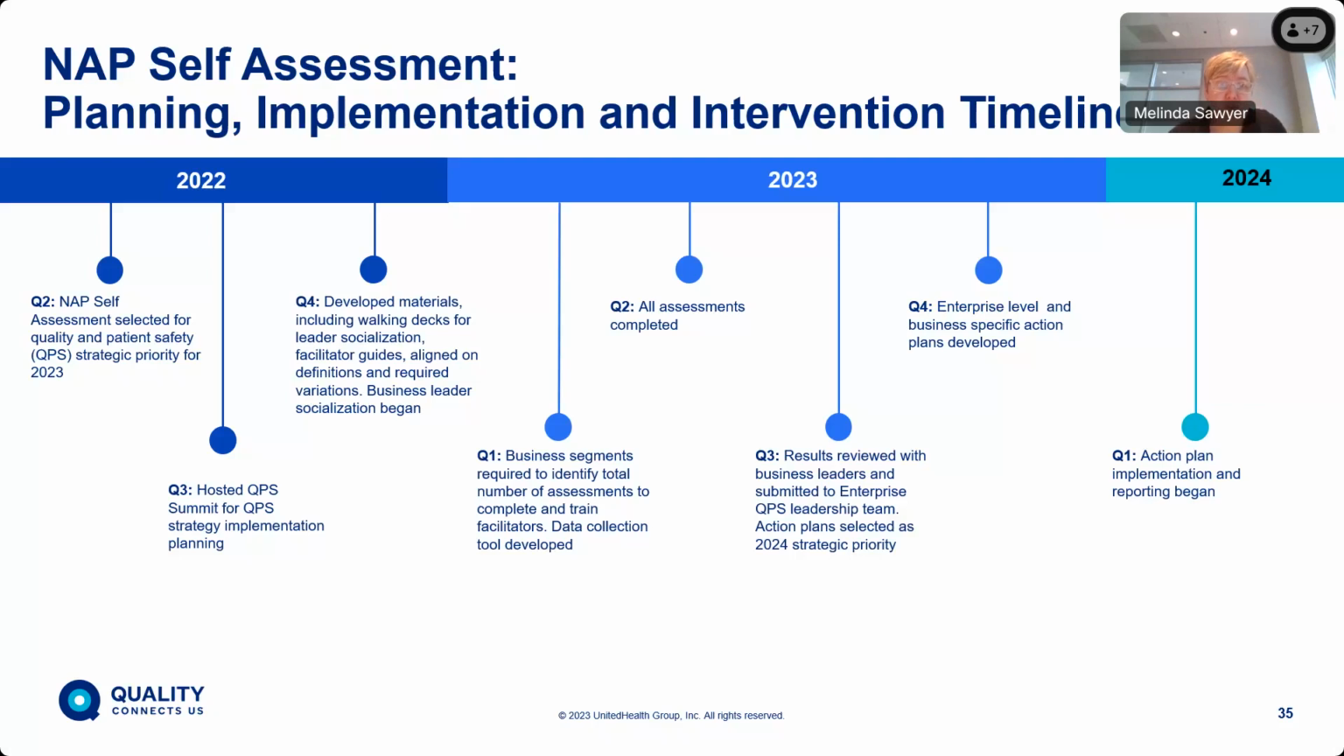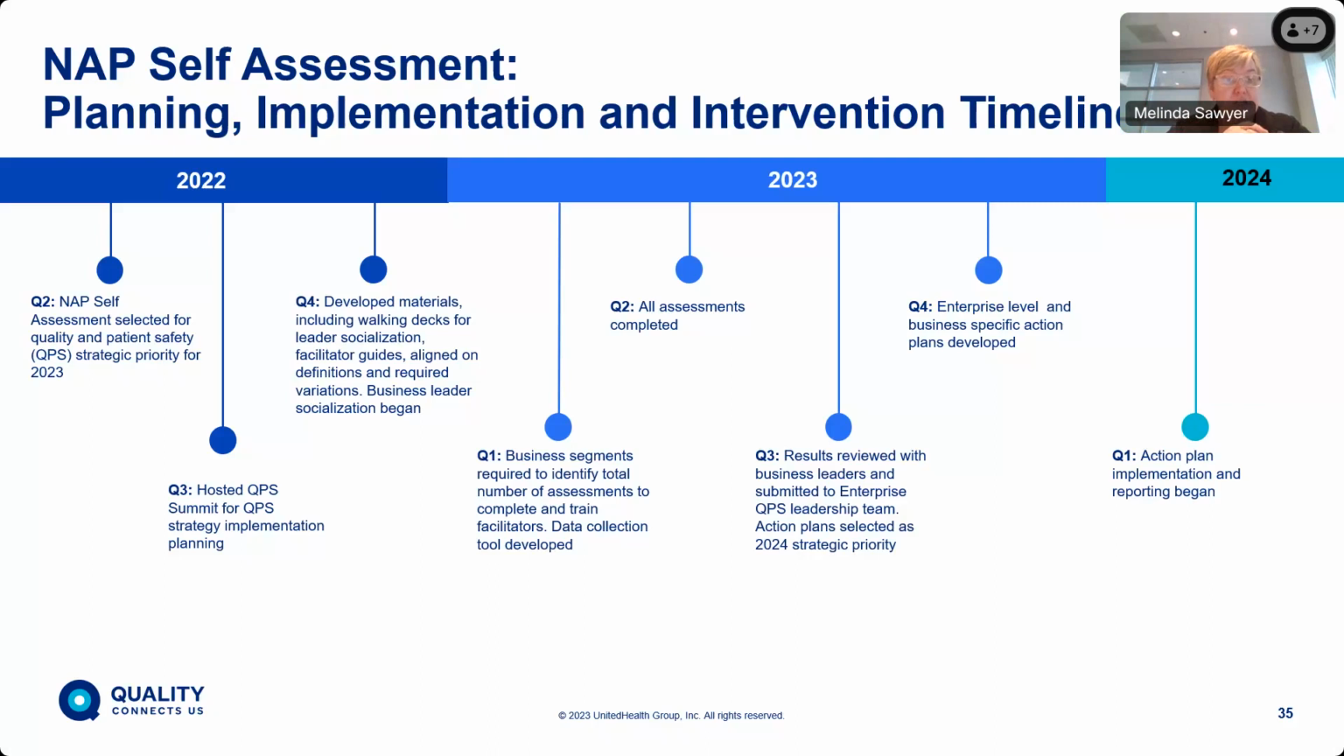So in Q1 of 2023, we required each of our businesses to tell us how many assessments to complete, so that we could then work to train the facilitators and develop the data collection tool. It was really important to do that. I'll talk about that in a little while, because as Fran and Kelly mentioned, the goal was getting to a level of survey in the business where we could detect differences, but not be overly redundant. So if we have 3,000 ambulatory clinics, we didn't need to survey each one, but there might be parts of the business that were pretty different. And so we needed to figure that out, and we really left that up to each business.